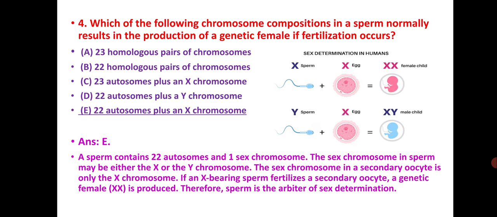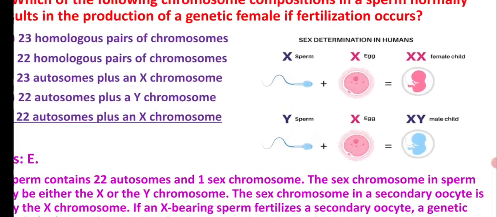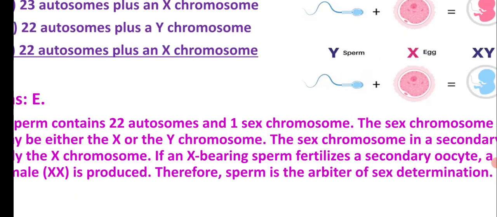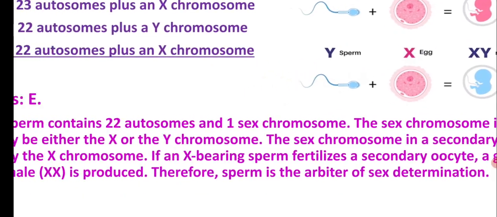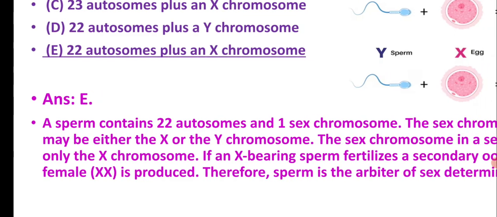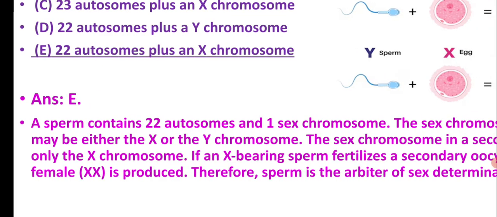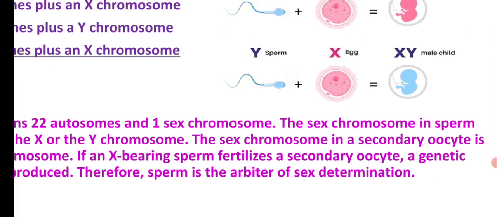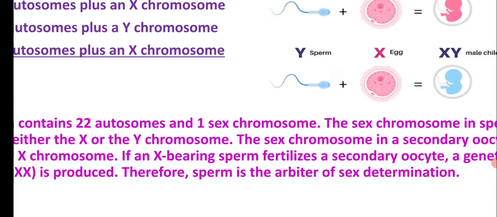A sperm contains 22 autosomes and one sex chromosome. The sex chromosome in a sperm may be either X or Y. The sex chromosome in a secondary oocyte is only the X chromosome. So if an X-bearing sperm fertilizes the secondary oocyte, a genetic female is produced.